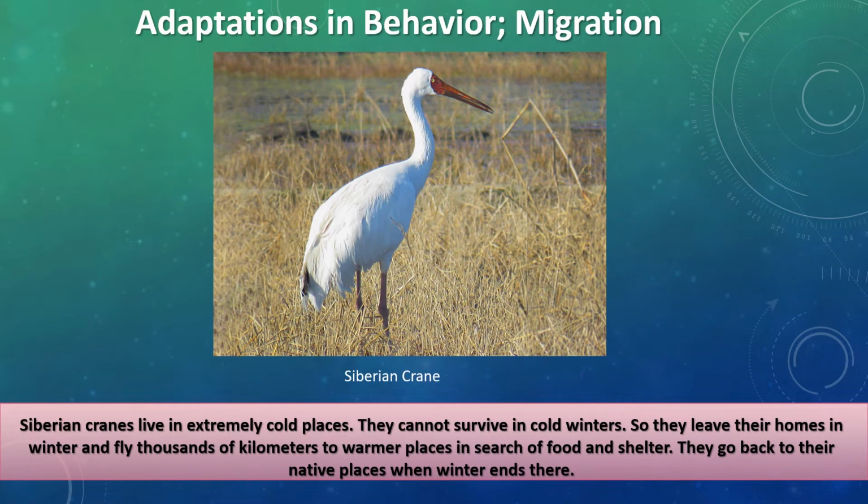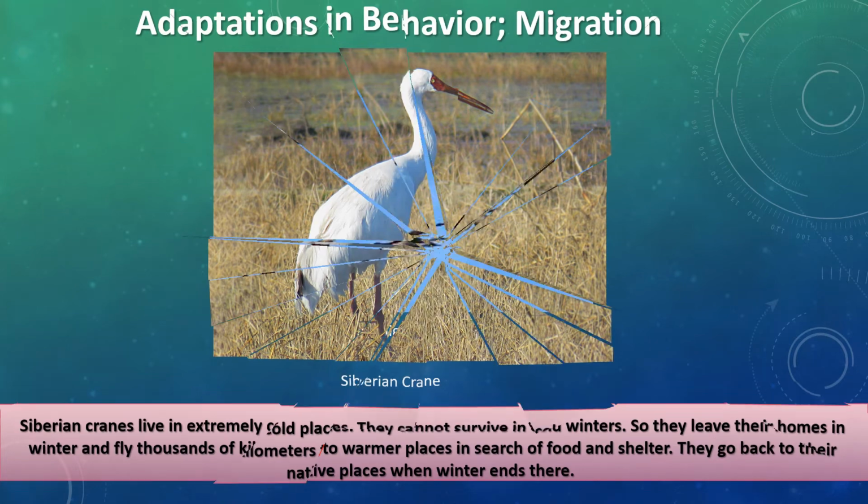Migration. Siberian cranes live in extremely cold places. They cannot survive in cold winters, so they leave their homes in winter and fly thousands of kilometers to warmer places in search of food and shelter. They go back to their native places when winter ends there.